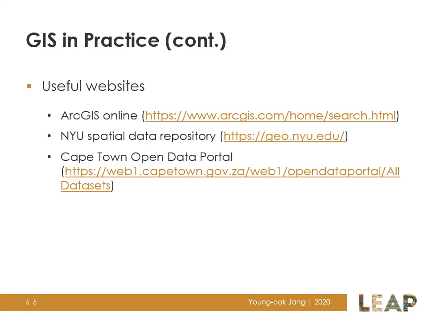All right, so there are several useful websites that you might want to get sources from. The first thing is ArcGIS Online, so you can follow the link here, and the New York University Spatial Data Repository and the Cape Town Open Data Portal. I think most of your research would be related to Cape Town, and the last link, the Cape Town Open Data Portal, should be very useful. It has ample geographic analysis sources here, so you can refer to this site if you want to use maps.